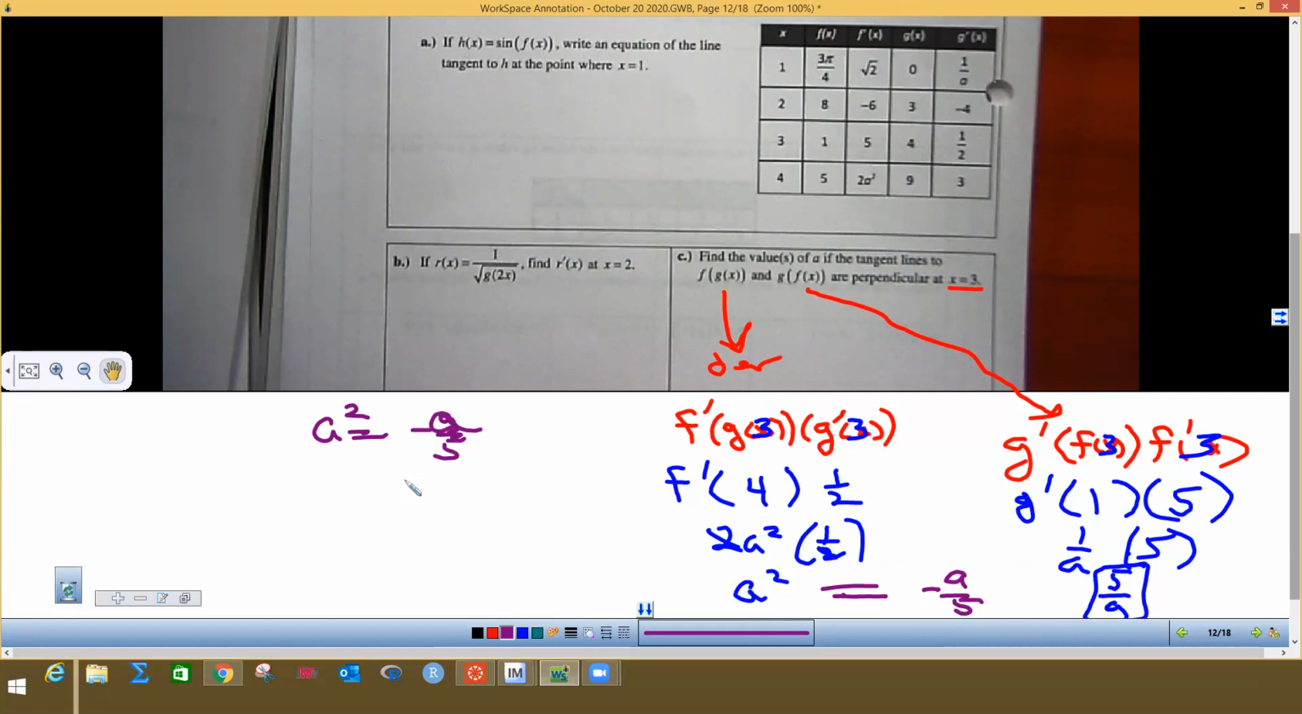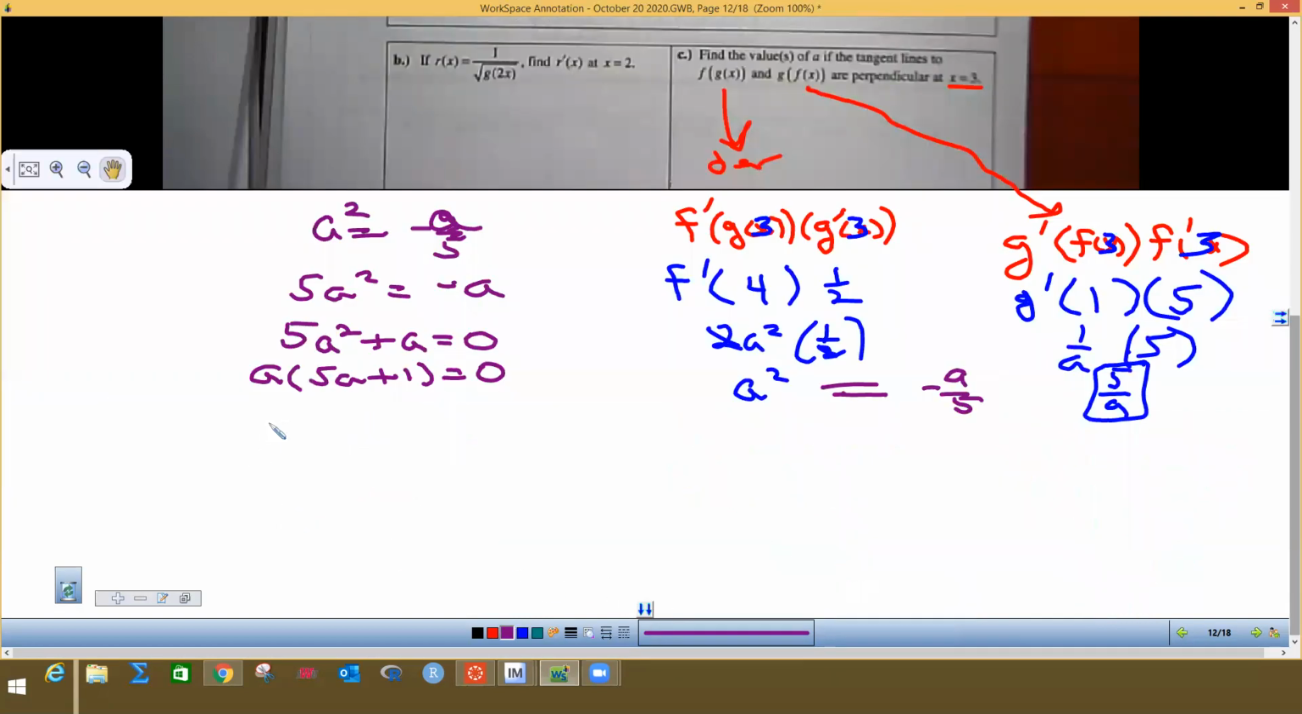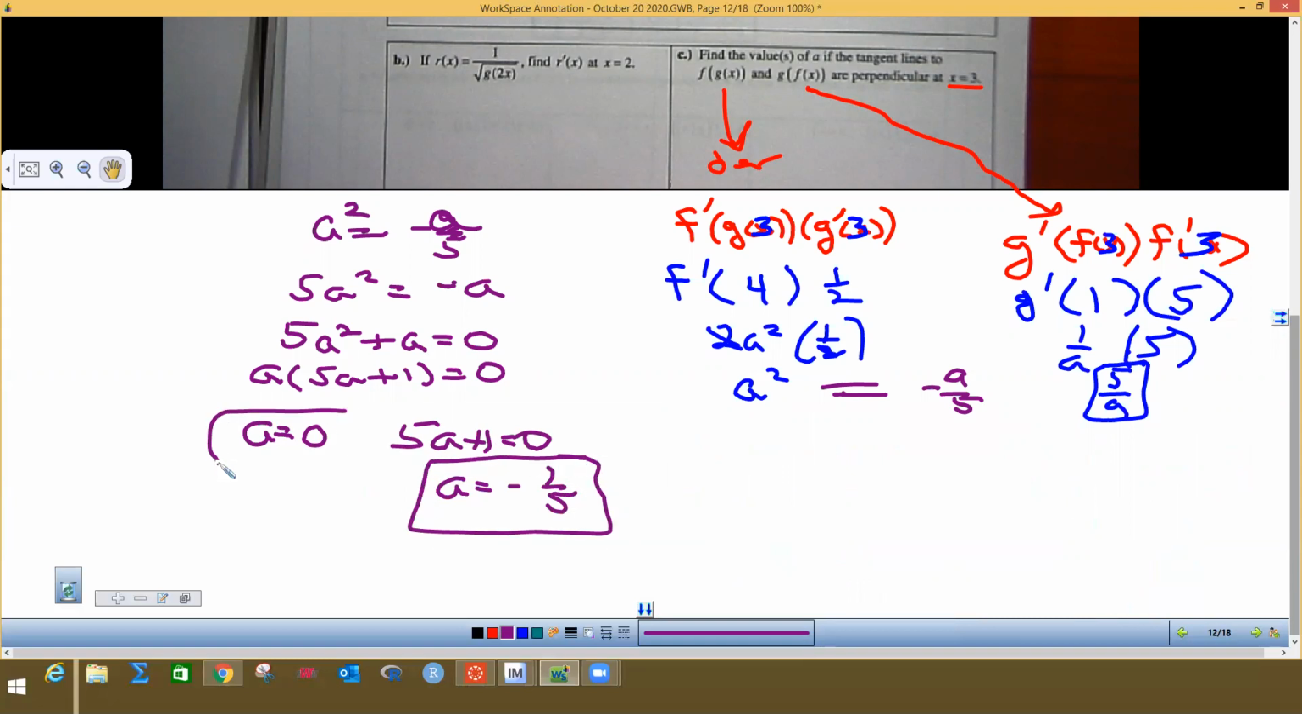So a squared has to equal negative a over 5. So we want to solve this. So I got to multiply 5 over. So I get 5a squared equals negative a. Now the reason I know this is I got an a squared, so I have to solve this by factoring. So we have to get this polynomial equal to 0. So I got to add an a over. And now I factor out my GCF. And then I take both of my factors and set them equal to 0. So when a is negative 1/5, or when a is 0, those should be opposite reciprocals.